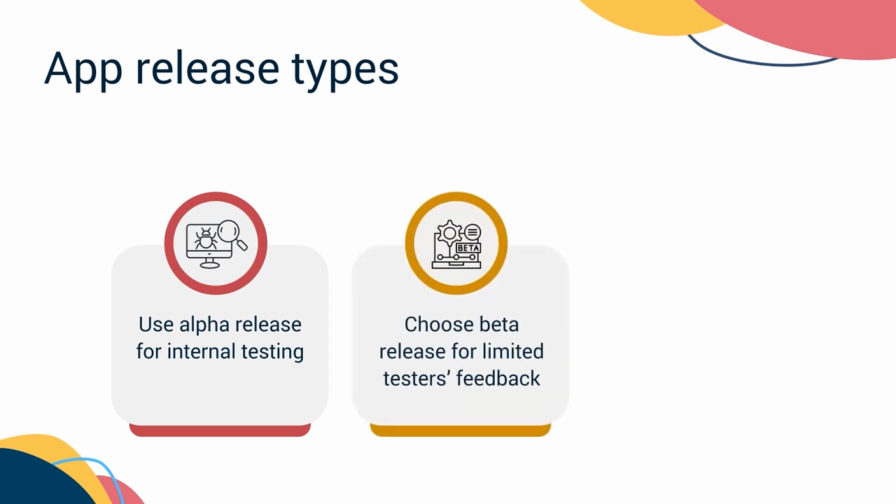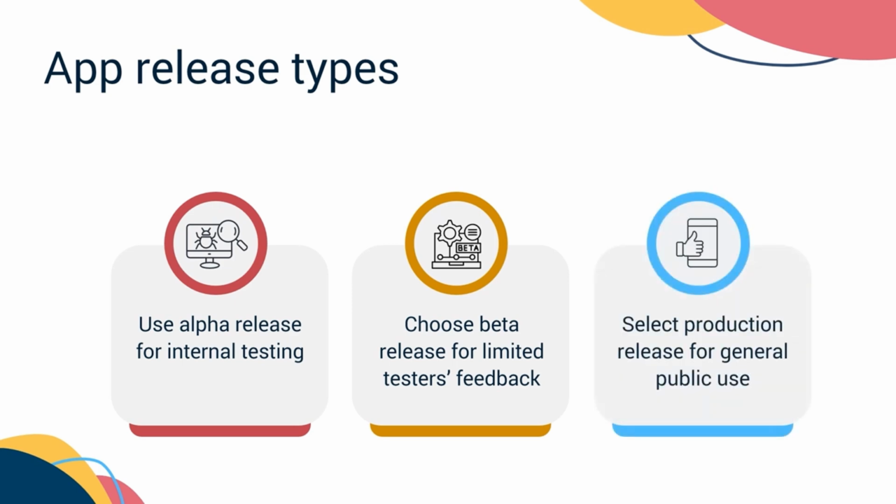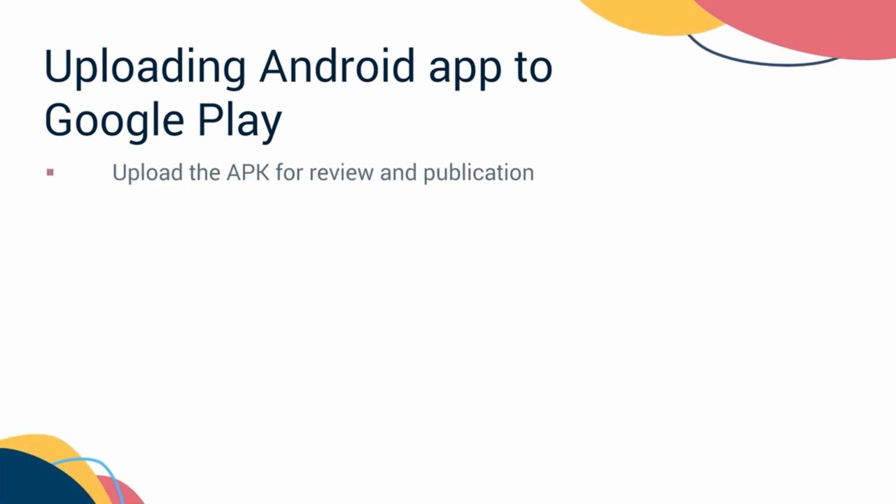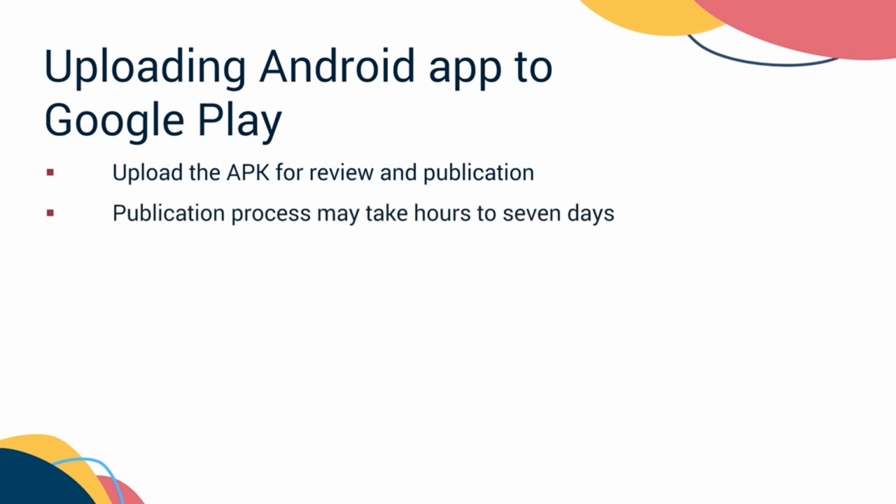The beta release is more stable than the alpha release and is shared with a limited group of users for testing feedback before the final release. Production release is the final version of your app that is ready for public use. It should be fully tested and stable. The final step is to upload the APK via the Google Play Console for review and publication. Once the upload is complete, your app's publication will take between a few hours and up to 7 days.